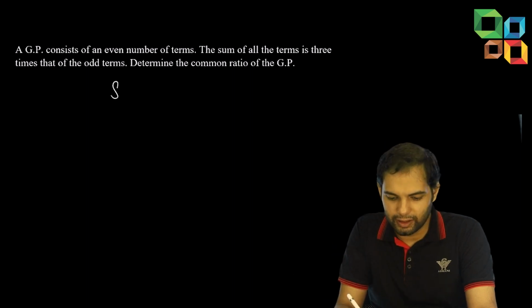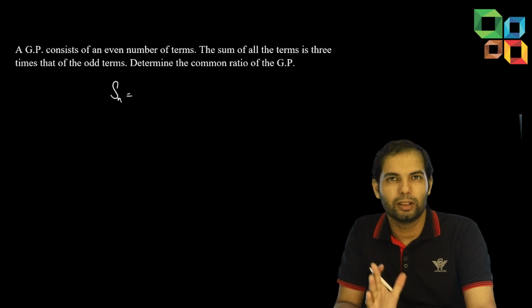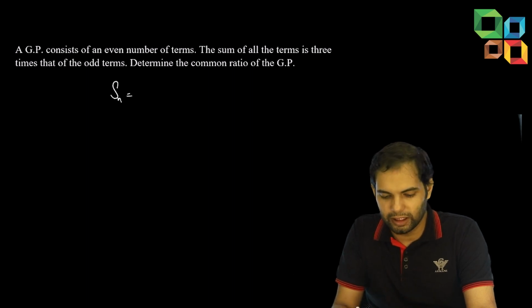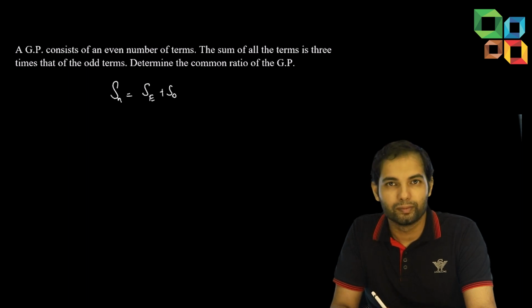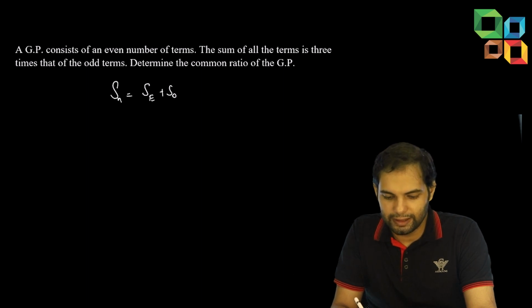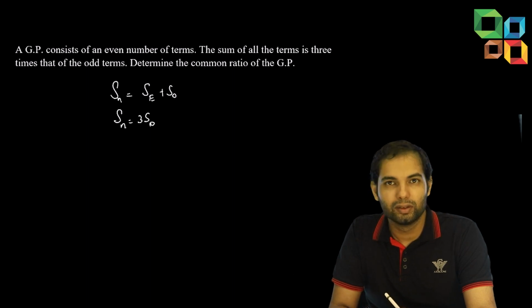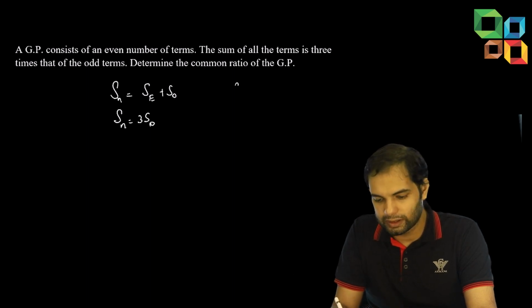Suppose you have, say, Sn, the sum of entire terms. Now, if you split this sum, I say sum of even terms plus sum of odd terms. Is it okay? So what does it say? The entire sum is equal to 3 times that of odd, right? So what does S even equal to?